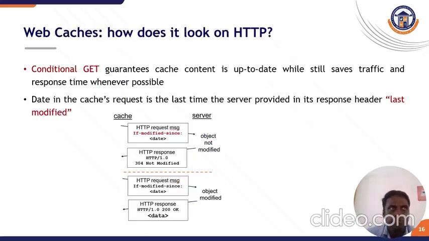So how are these things going to happen? Web caches, how does it look in HTTP? The conditional GET guarantees that cache content is up to date while still saving traffic and response time whenever possible, and the date in the cache request is the last time the server provided its own response, in the Last-Modified header. So this is the format of the cache.